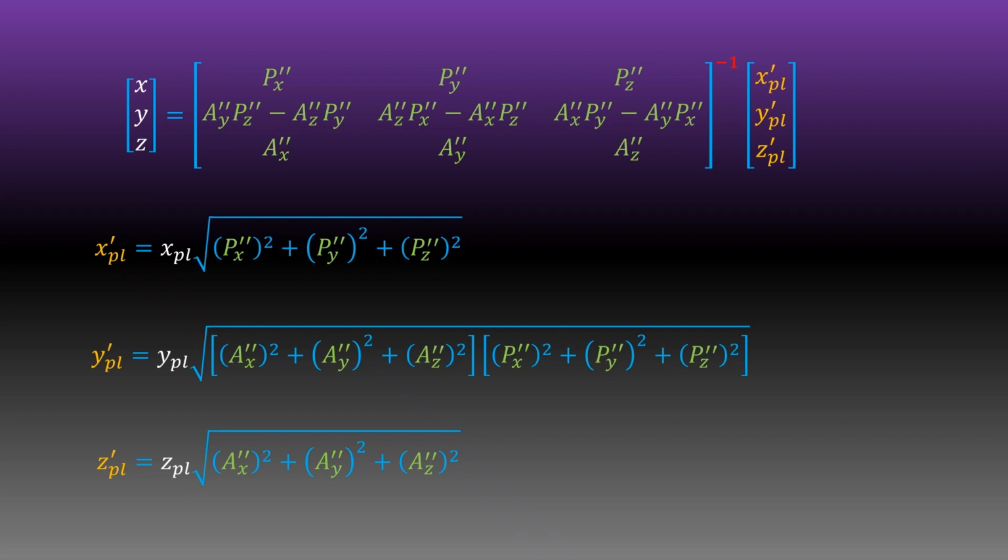All right, so in the last slide we switched from B1 to B2, but now we can do a switch from B2 to B1 by inverting the matrix. So if we take the inverse of this matrix and multiply by the XPL, YPL, and ZPL as the inputs, then we could get the X, Y, and Z as the output. So yes, we have a way to switch from B2 to B1 as well.